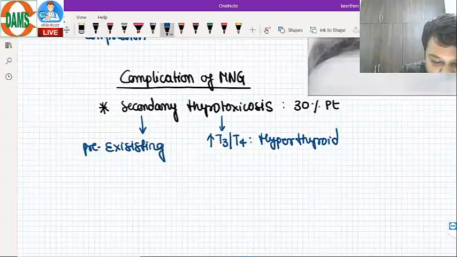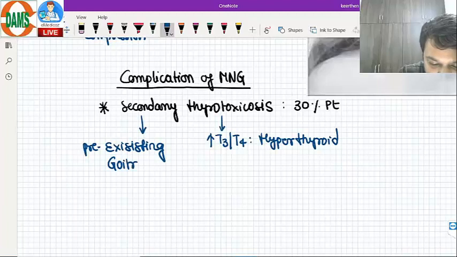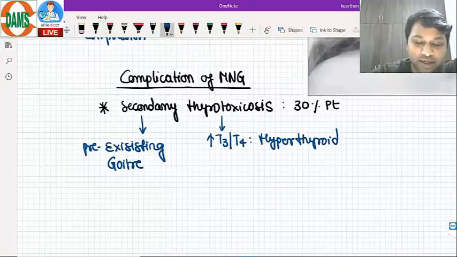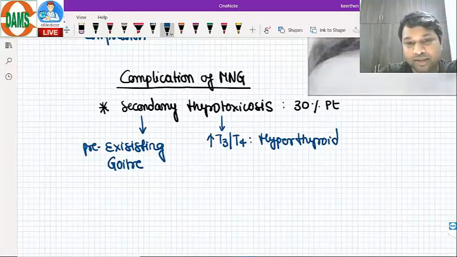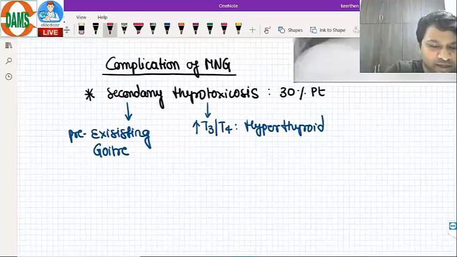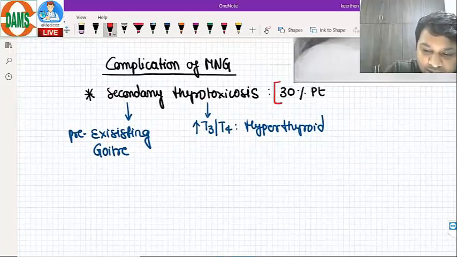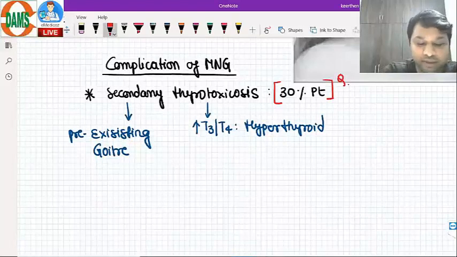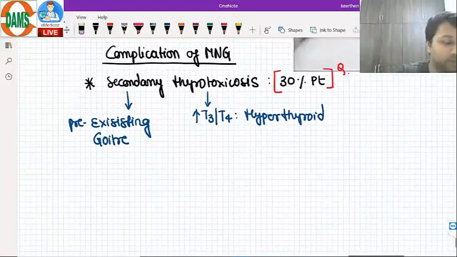Secondary to pre-existing goiter. Now, secondary thyrotoxicosis is a condition in which a pre-existing goiter converts into a toxic goiter. Hence the name secondary thyrotoxicosis. Remember, it is not a rare entity. As many as 30% of patients usually end up getting secondary thyrotoxicosis.